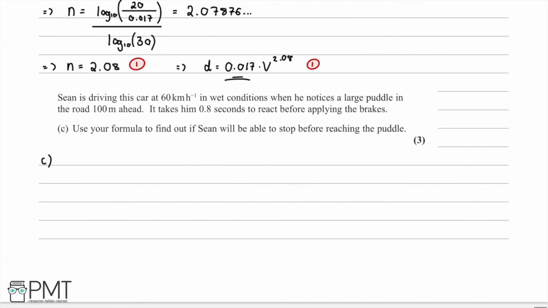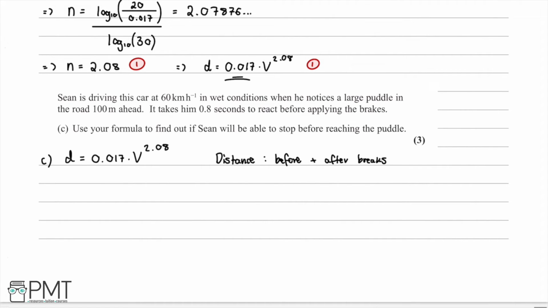the puddle. So we recall our formula from the previous question, where we have d is equal to 0.017 multiplied by v to the power of 2.08. So we know that he will be able to stop before reaching the puddle if we work out that the distance travelled is less than 100 meters. So we know that the distance will have 2 components. So the distance will be made up of the before brakes plus the after brakes distances.